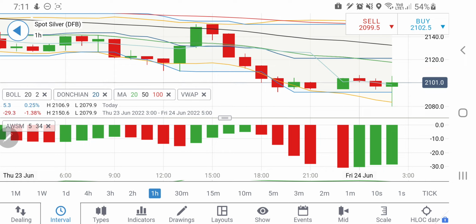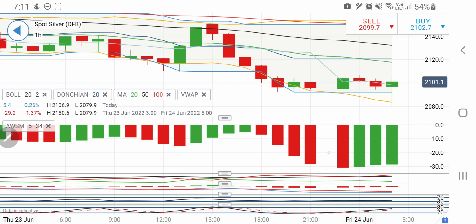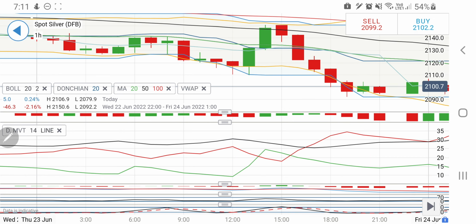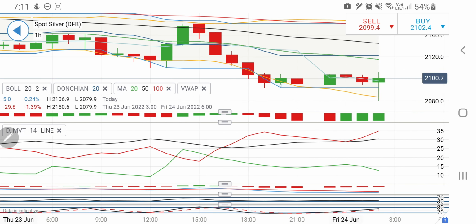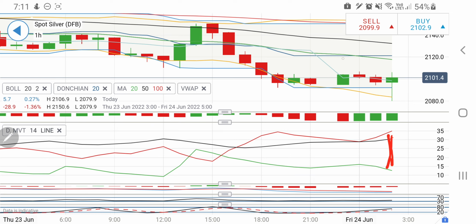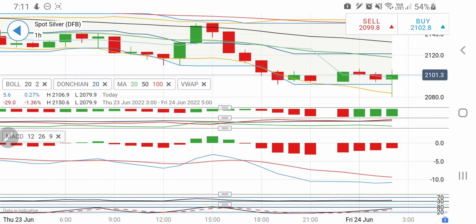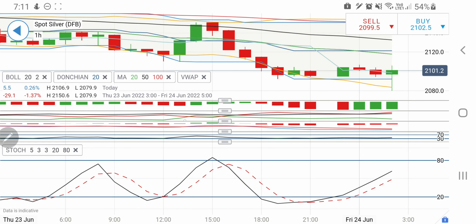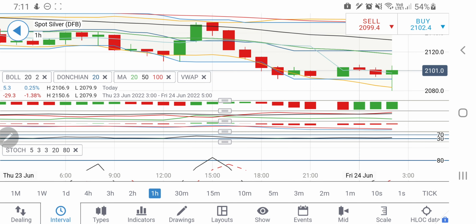And 2105 is also one level you have to watch out for. Oscillator is trading on the sell side, but trying to converge from here. Directional movement is bearish. See the divergence here, it is widely bearish. The MACD is trying to converge and cross over for a bullish entry. RSI looking upwards, stochastic looking upwards here.